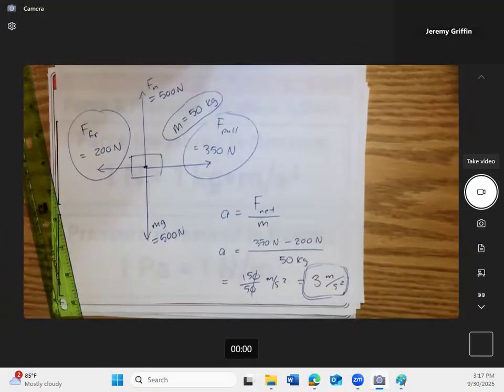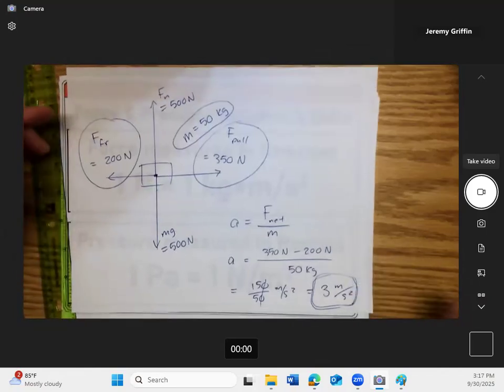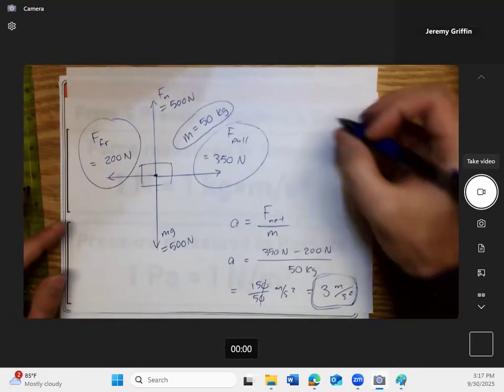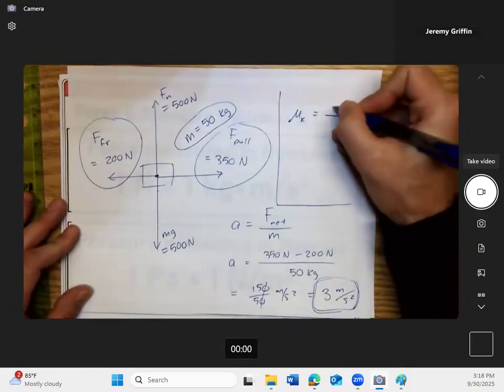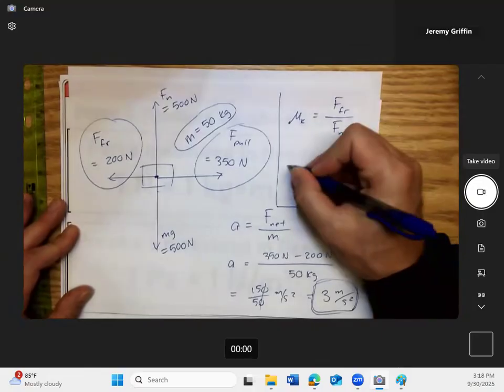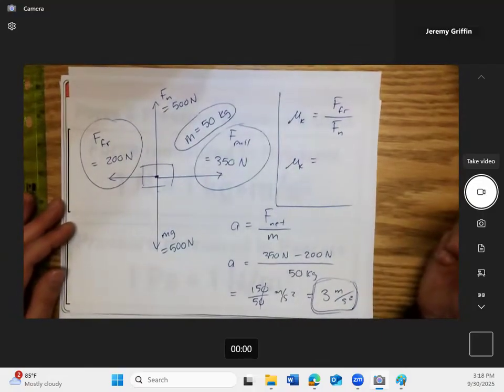I got a follow-up question. Can anybody tell me what is the coefficient of friction? Is that friction force compared to normal force? Is that what that is? Who knows? What's the coefficient of friction?